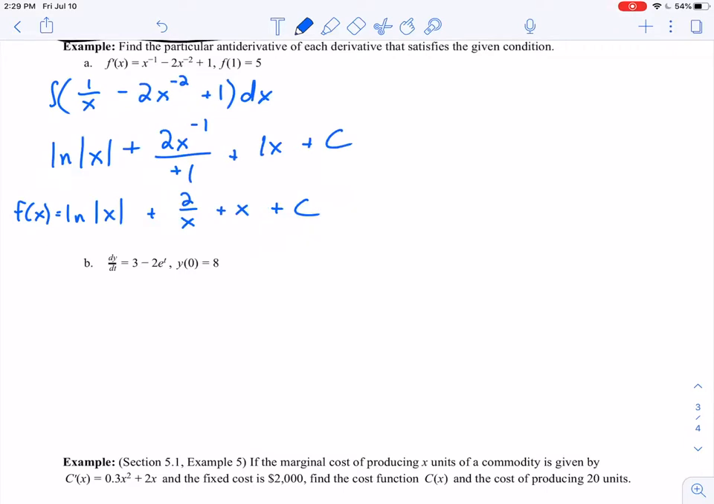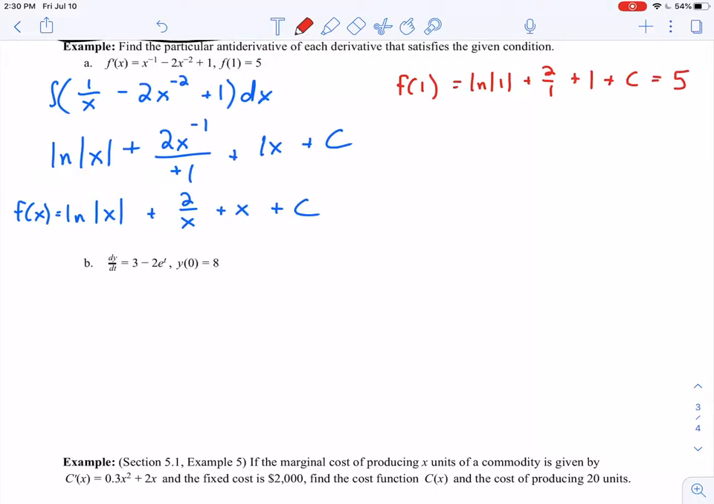So off to the side over here, I'm going to say, well, what does f of 1 really mean? This says I'm taking 1 and plugging it in for x. So I'm going to take 1 and plug it into x in this equation right here. So f of 1 is natural log absolute value of 1, plus 2 over 1, plus c. I don't know what c is, so I just have to leave it as plus c. And f of 1, we said that was equal to 5. So all of this is equal to 5.